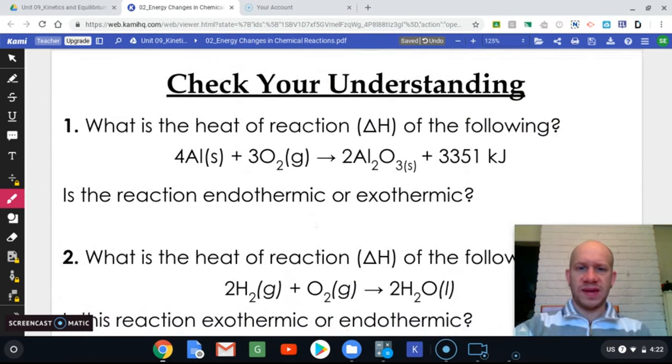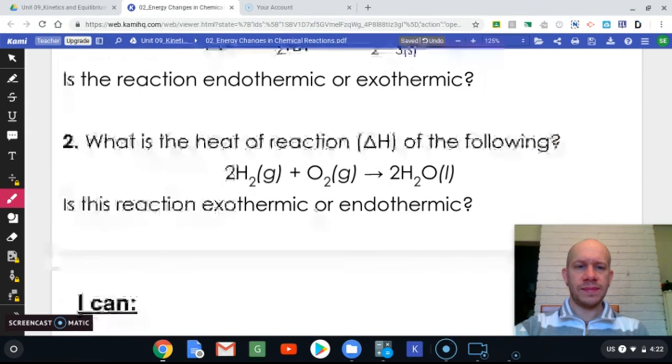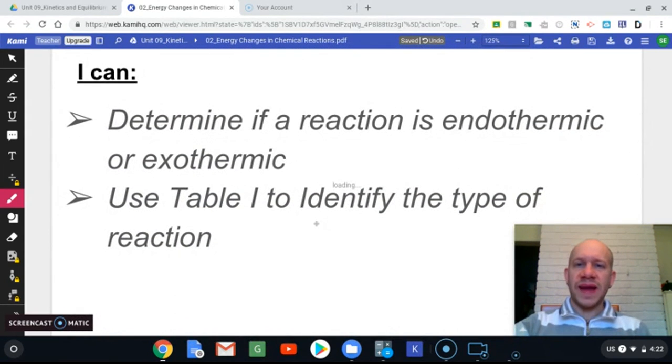So check your understanding. And now you can determine if a reaction is endothermic or exothermic, and you can use Table I to identify the type of reaction.